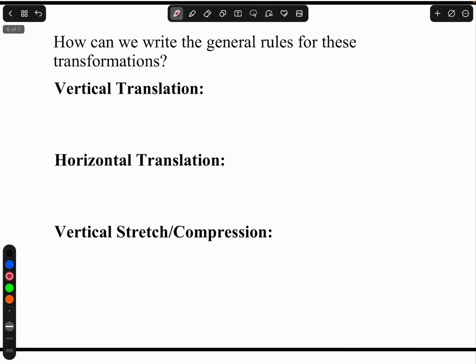All right, so how can we write the general rules for these transformations? Remember, for our vertical translation, it was y is equal to the function, and it doesn't matter what the function is, we are going to add a k value. That's going to shift it up and down. For our horizontal translations, whatever our function is, the h value is going to be subtracted inside whatever the grouping symbols are. That's going to be our shift left and right.